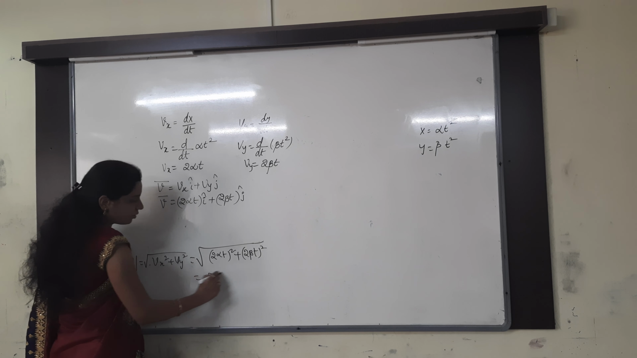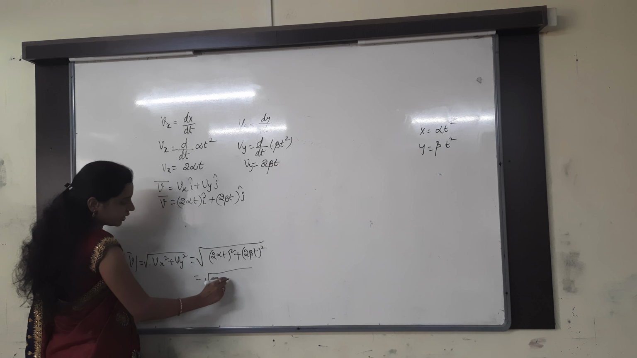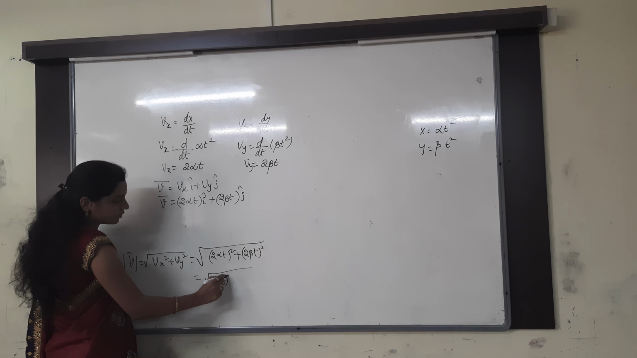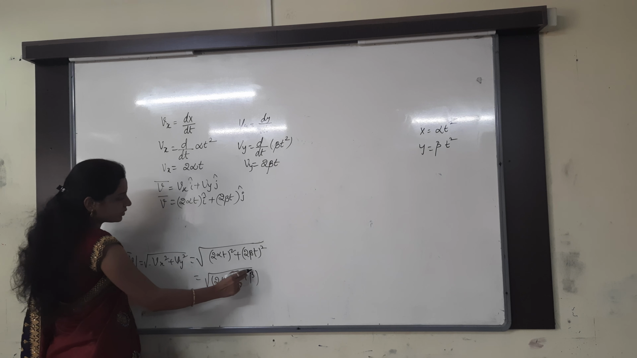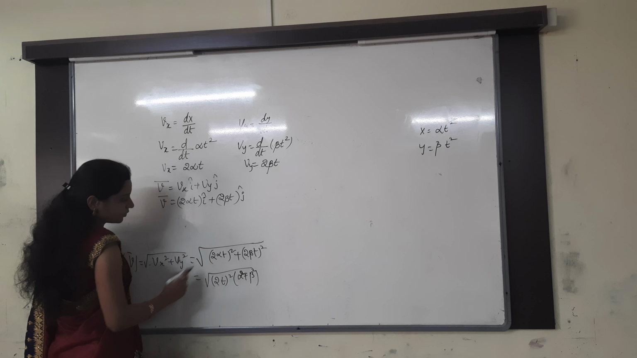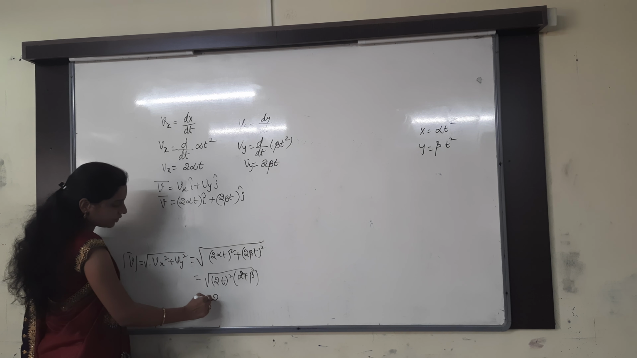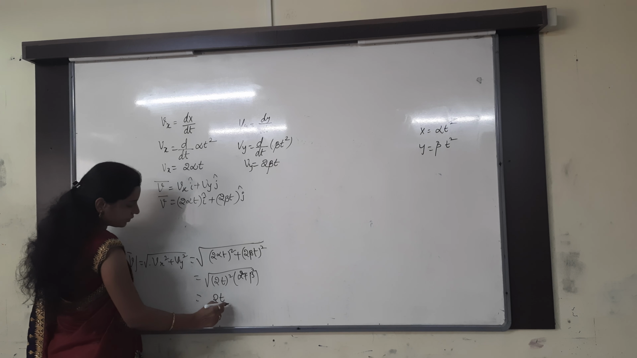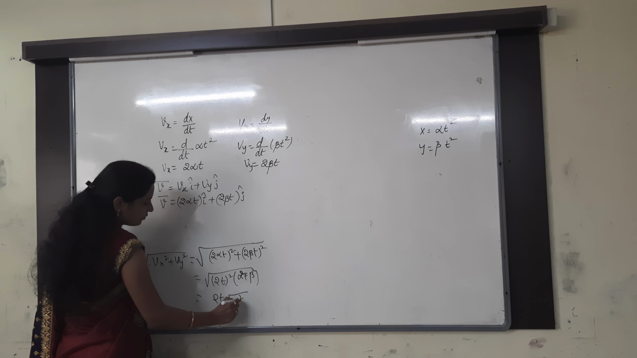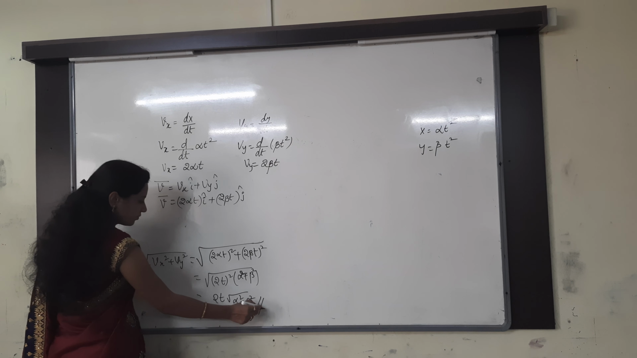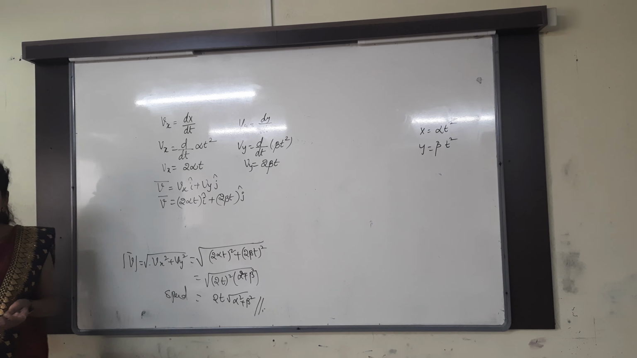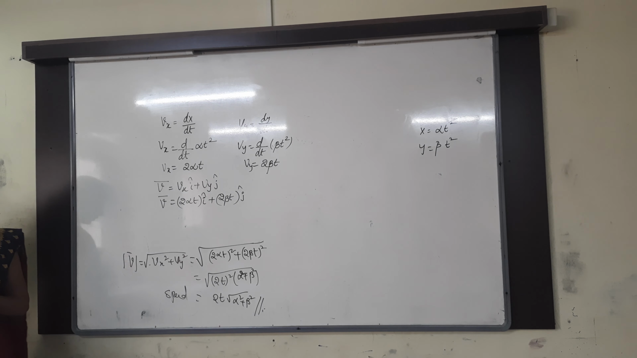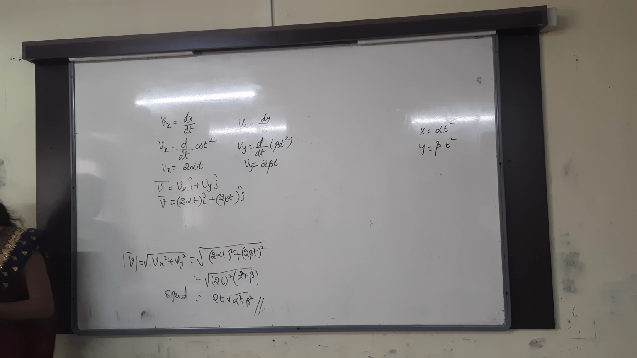Then what can I take common from here? 2t I can take common, na? Inside of the root, 2t square I can take common, alpha square plus beta square. Then how much will come out of the root? 2t will come out of the root, then under root alpha square plus beta square. This is the speed of the body. Understand, right? This one is important. How to get the speed? Nothing but magnitude of velocity is speed.